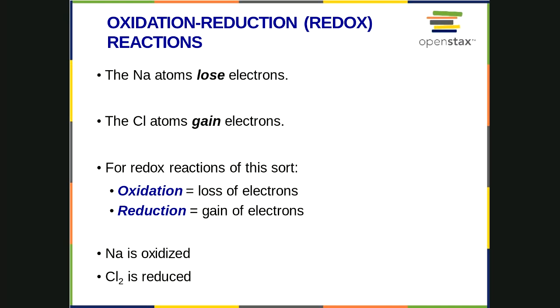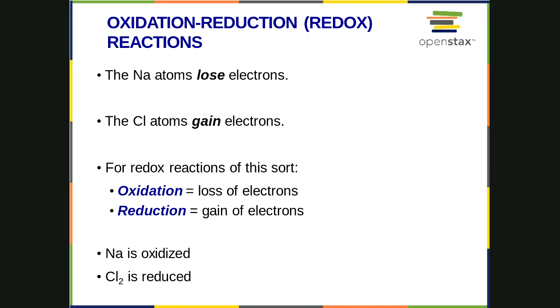So, to sum up in this case, the sodium atoms lose electrons and the chlorine atoms gain electrons. The two parts of this reaction are called the oxidation part and the reduction part. When something is oxidized, that just means it's losing electrons. And if something is reduced, that means it gains electrons, which is a little bit confusing. You think, why do we call it reduction if it's gaining electrons? But if you think of the charges, because electrons have negative charges, gaining electrons makes your charge more negative.